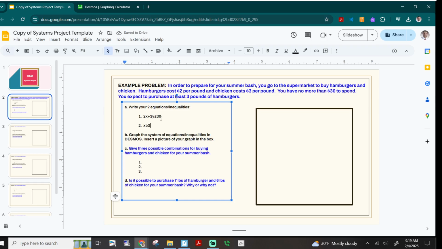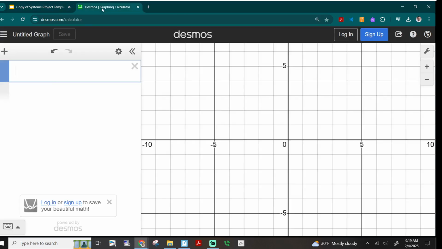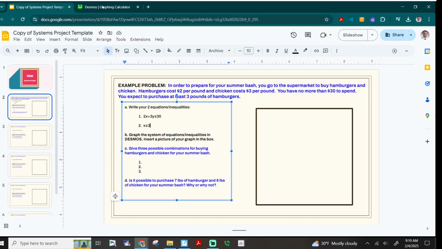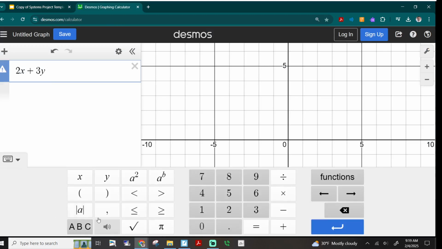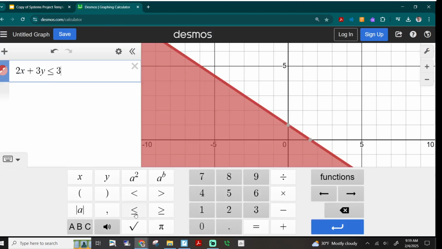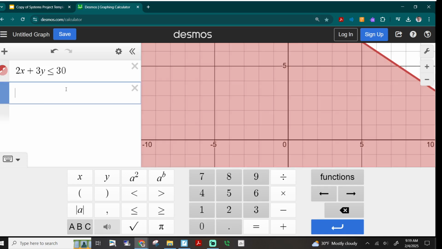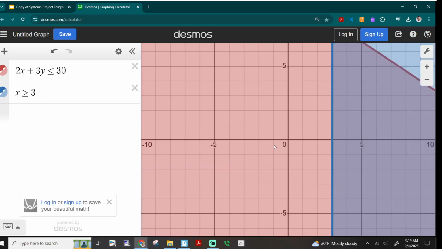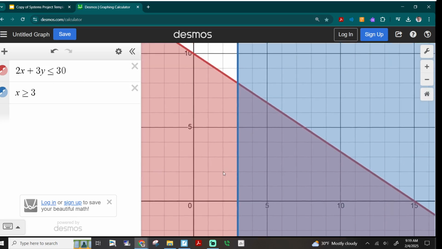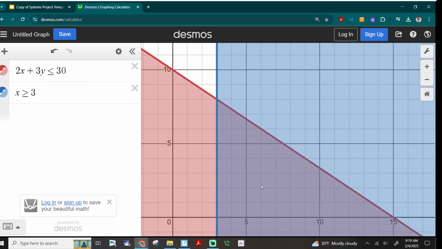Now that I have my 2 equations, I'm going to go into Desmos. 2x plus 3y is less than or equal to 30. And I have x is greater than or equal to 3. Okay, now I need to fit this to my screen, so I'm going to move it around so I can see my double shaded region right here, my pizza slice.